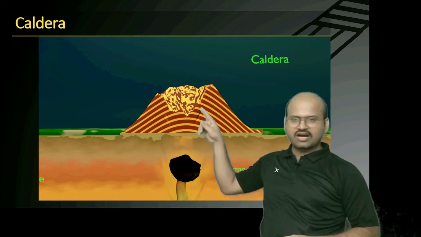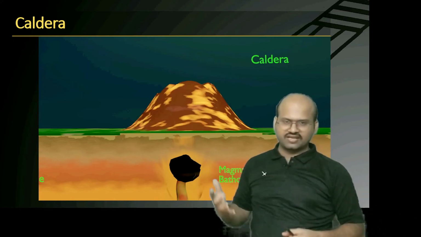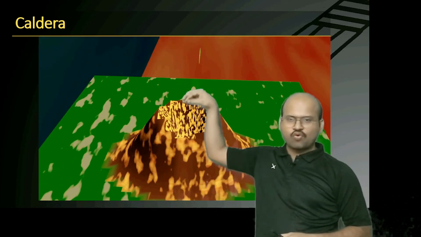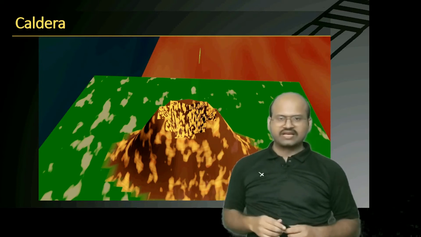We see a crater is formed. This crater is generally circular in shape. You can see here that we have a crater which is almost circular in shape, and over time water will fill it and it will form a crater lake.